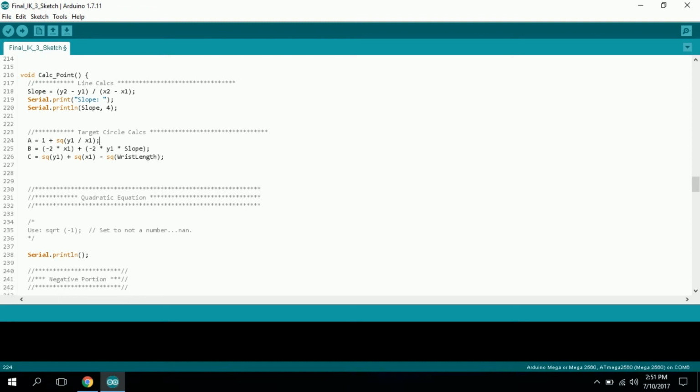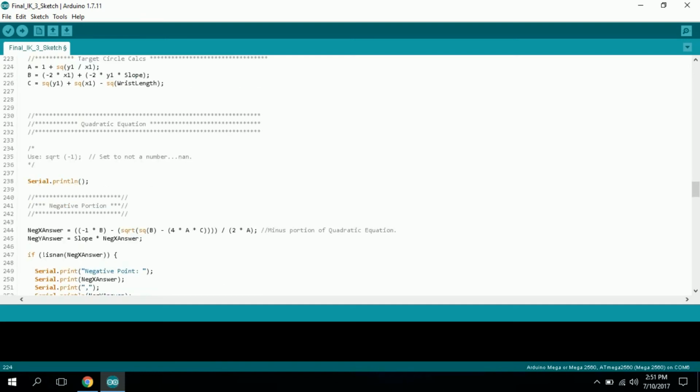And lastly, that number, that 133 that we had in our example, can be calculated by taking the square of y plus the square of x minus the square of the wrist length. And that will give you the 133. And that's set to c. And then you take those variables and use them in the quadratic equation.